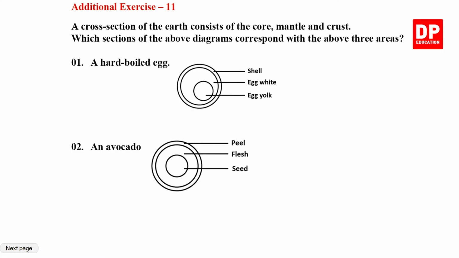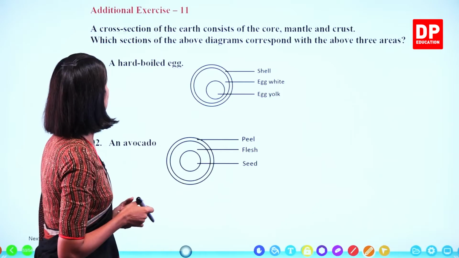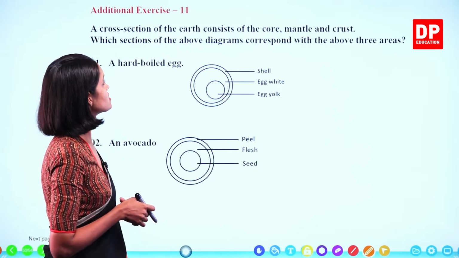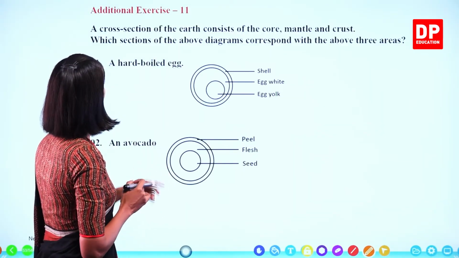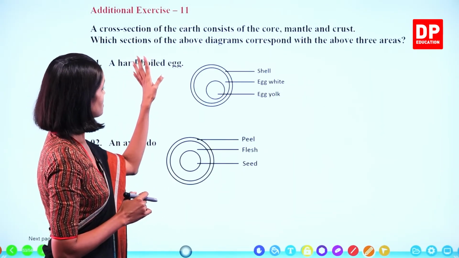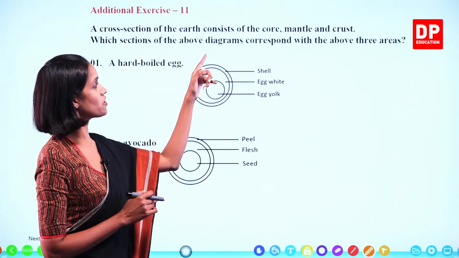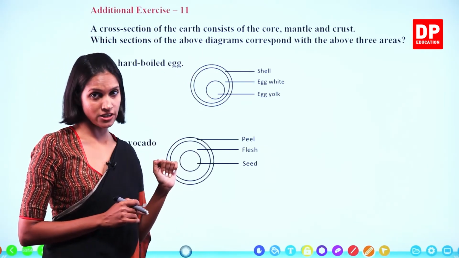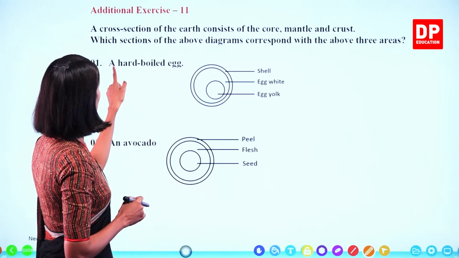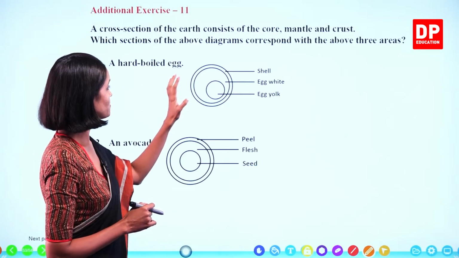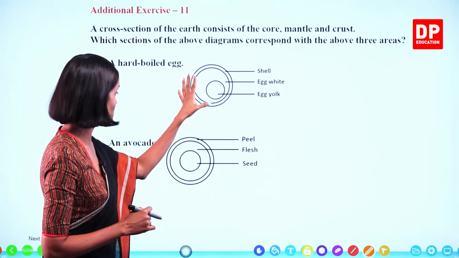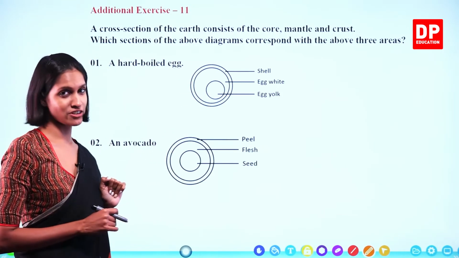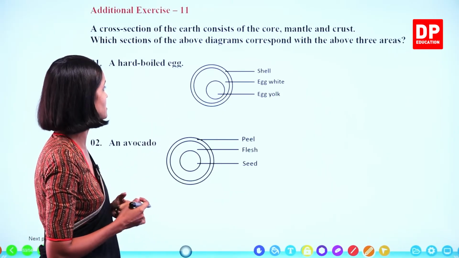Right. Exercise number 11. Look at these diagrams. The cross-section of the earth consists of the core, mantle and crust. Those are the main layers. Which sections of the below diagrams correspond with the above three areas? Right? A hard-boiled egg, the first one given. Now we are familiar with these things, right? We discussed the hard-boiled egg and also an avocado as well. Now we know the answer for this, right?